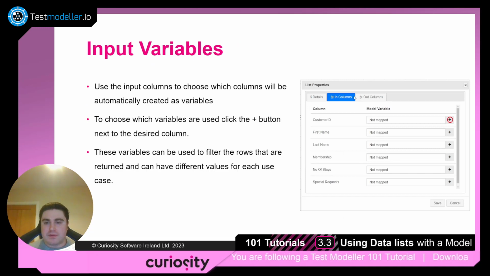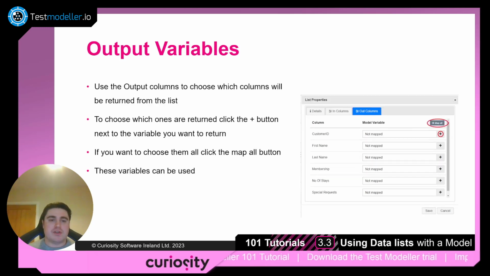This box will come up. Look at these in columns. Choose which ones we want to map to variables by clicking this plus button. One of the most useful things is we can then filter the rows of data that is selected. Also, we can choose what columns to return from the data list into our model.